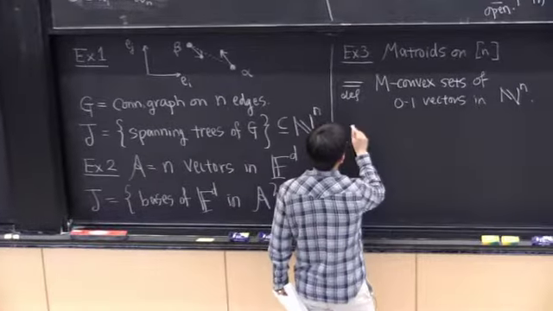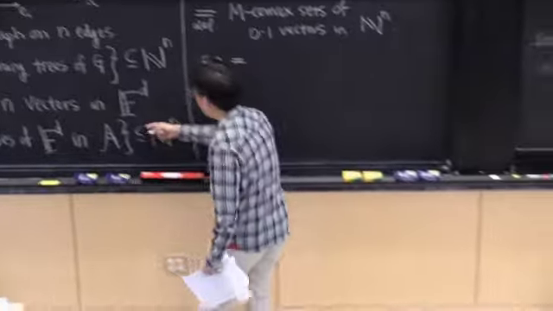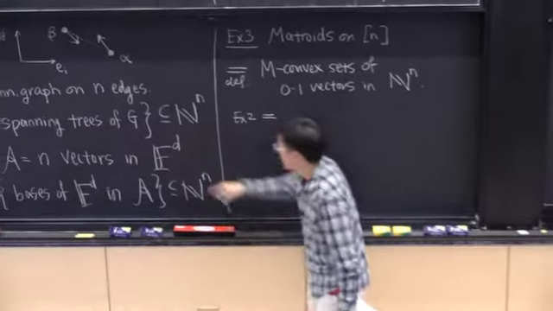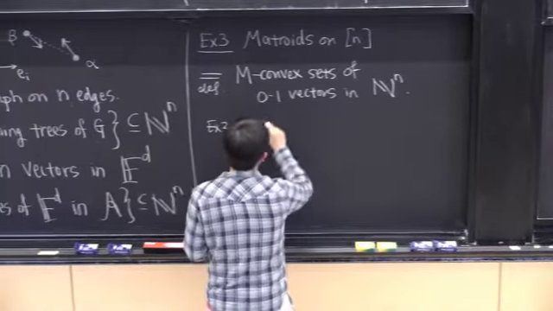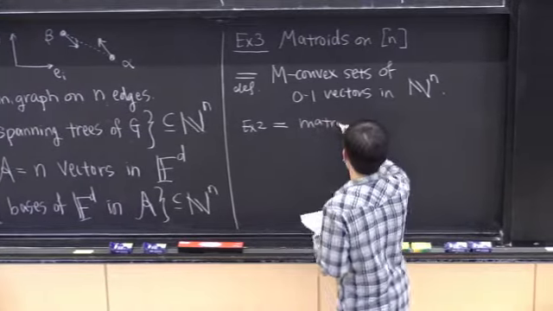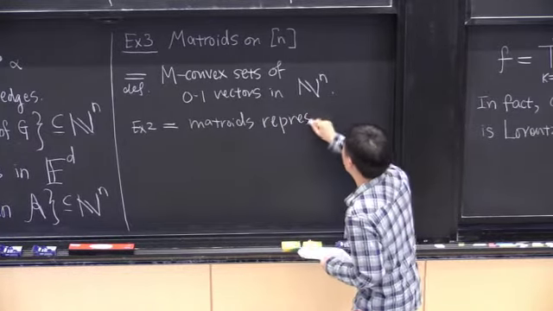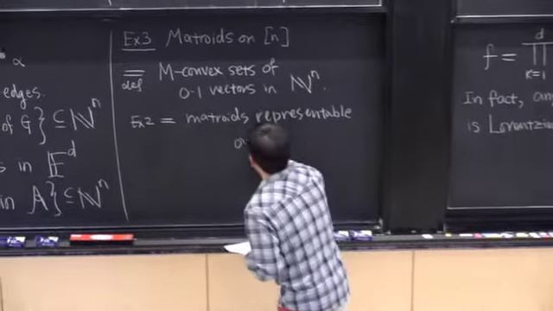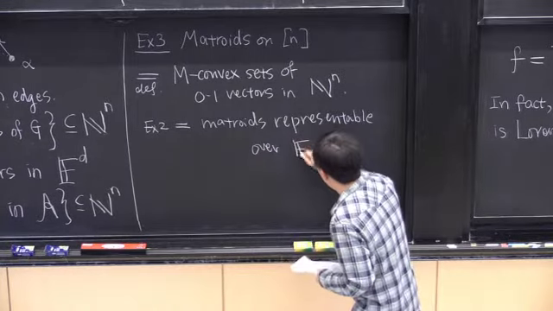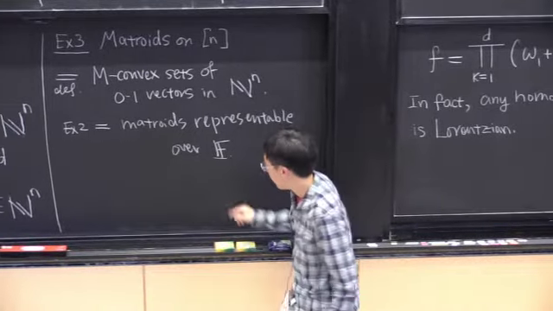And in this language, people usually call the M-convex sets arising from the second example, the collection of vectors, matroids representable over F, for a field F.